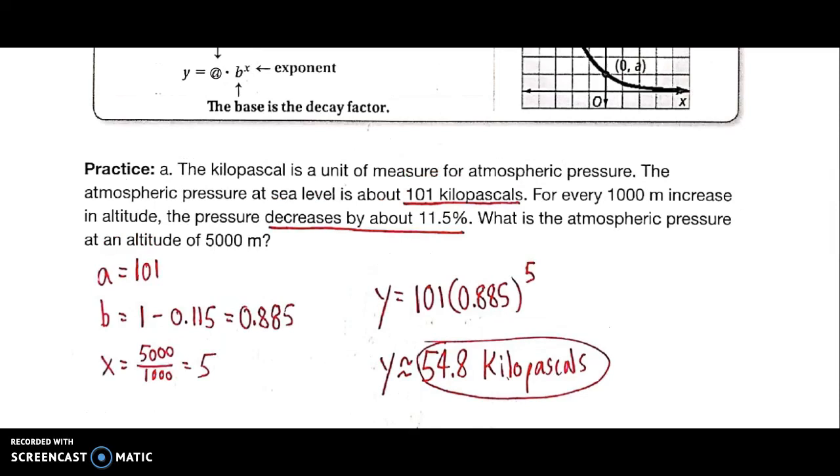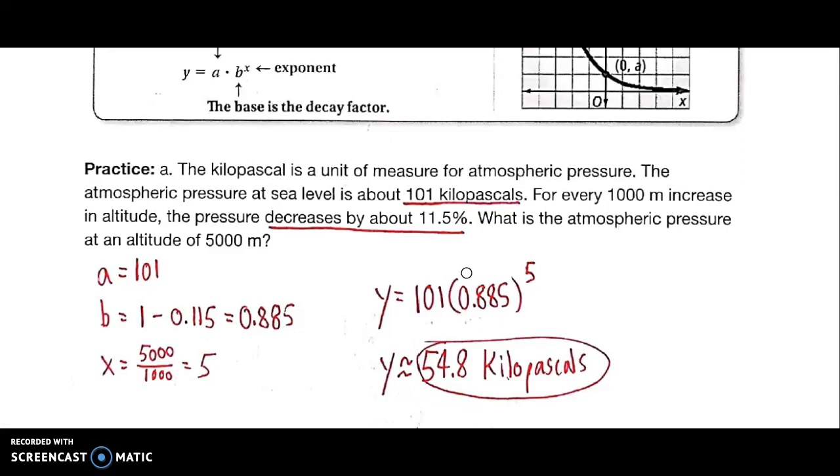So again, starting with that same formula, a times b to the x, means we've got to figure out a starting value first. And that starting value is what they tell you at sea level. It's going to be 101 for your pressure. So we're going to say our A factor is 101, and again, that just comes before your parentheses in your equation. And then if your percent rate of change is 11.5%, remember for our decay functions, we're going to have to subtract that from 1. So 1 minus that percent expressed as a decimal gives us 0.885.